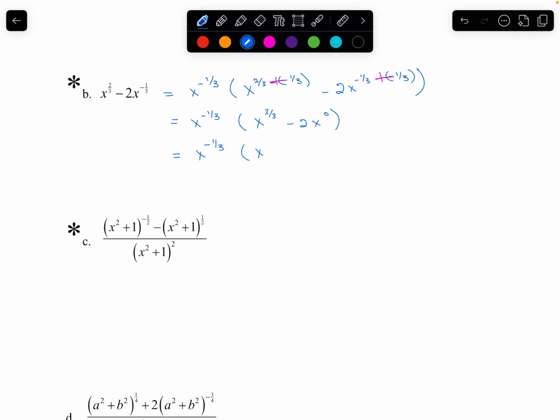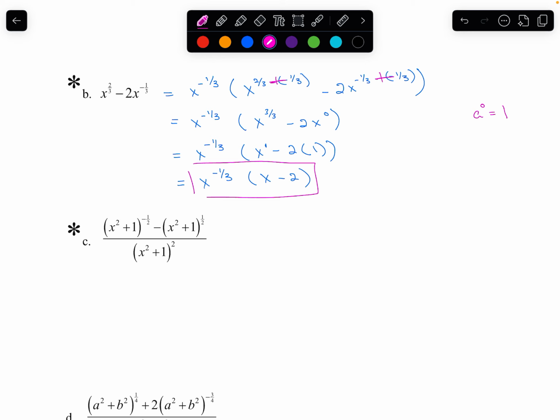Remember, the power of 1 is unseen, so we don't write it. When we look at any base raised to a power of 0, we're using the rule a to the 0 is equal to 1, except for 0, but in this situation, we have x raised to the power of 0, so it will be equal to 1. I'll still have this 2 that will multiply to this 1. That 3 over 3 becomes 1, and we don't typically write it. So I'm going to write x to negative 1/3, and I really have x minus 2. That's the end of that one.